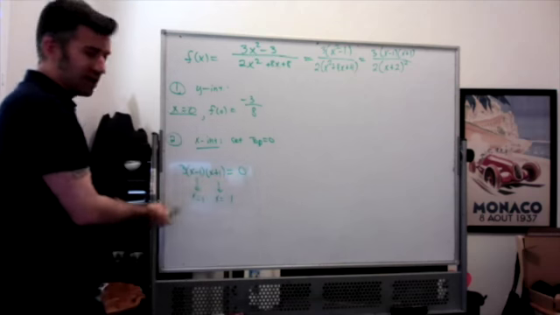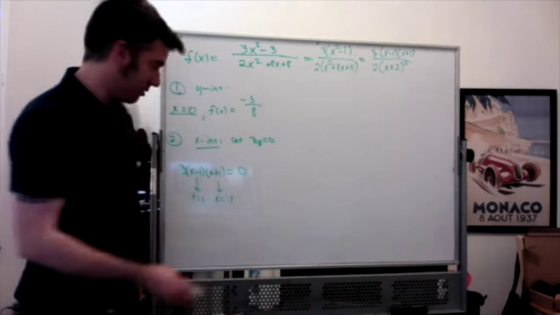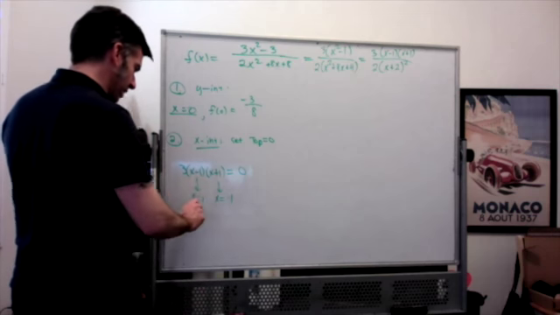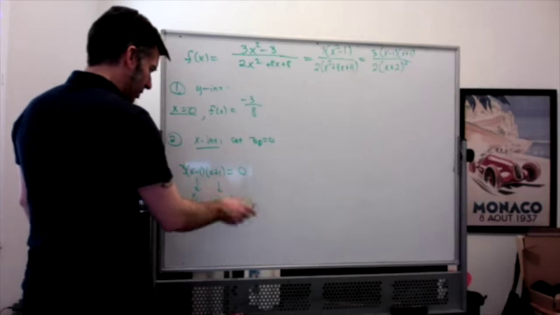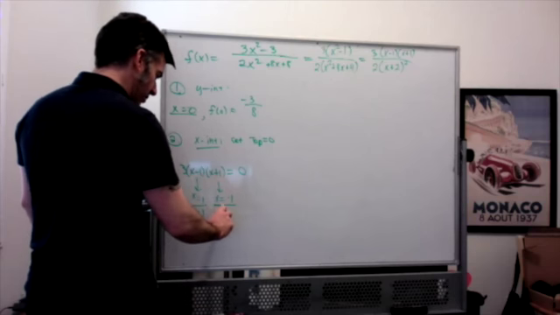Right, I don't set 3 equal to 0 because that doesn't get me anything. But x minus 1 equal to 0 gives me x equal to 1 with a multiplicity of 1. X plus 1 equal to 0 gives me x equal to negative 1 with a multiplicity of 1.